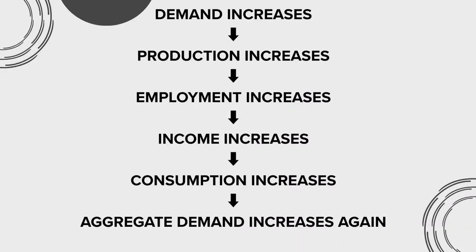This flow chart shows how different parts of the economy are connected. When demand increases, businesses increase production. To produce more, they hire more workers. As employment increases, people start earning higher income. Higher income allows people to spend more on goods and services, which increases aggregate demand again. This creates a continuous cycle of economic activity. Understanding this cycle is very essential because later topics such as the multiplier are based on this.